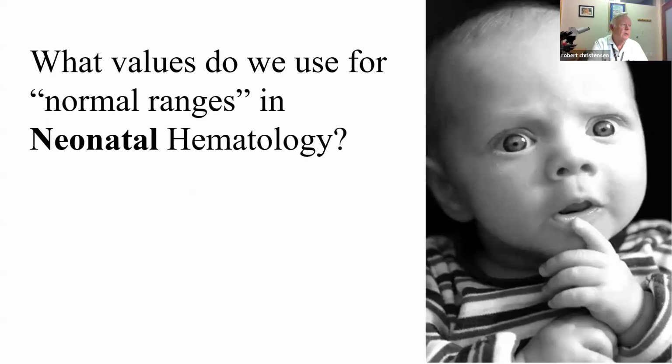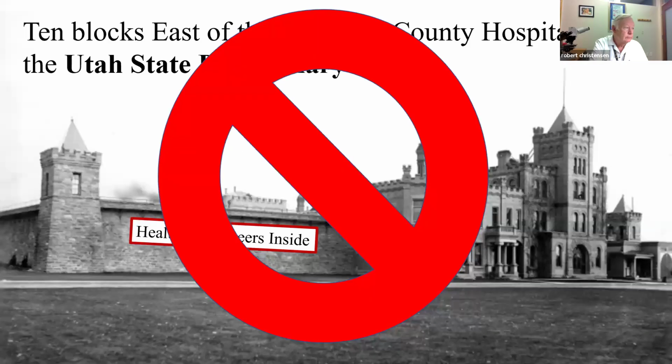Well, a few decades later, when I became a fellow in that department, I wanted to focus on neonatal hematology, something that none of the previous fellows had done. And I asked, can we do what Dr. Wintrobe did initially with neonates? And where in the world are we going to get normal ranges to establish normal values for even hematocrit and red cell indices in babies?